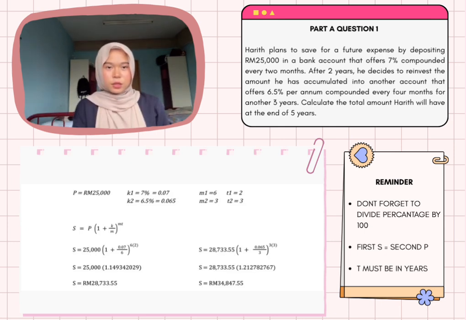The first step is we need to find the value of S for the first 2 years by using the formula S equals to P times 1 plus K over M to the power of MT. After we fill in the value, the final answer will be 28,733.55. For the last step, we need to find the value of S for the next 3 years by using the same formula. For your information, we need to change the value of P because the second P equals to the first S. So after we fill in the value, the final answer for accumulated value for 5 years is 34,847 ringgit 55 cents.